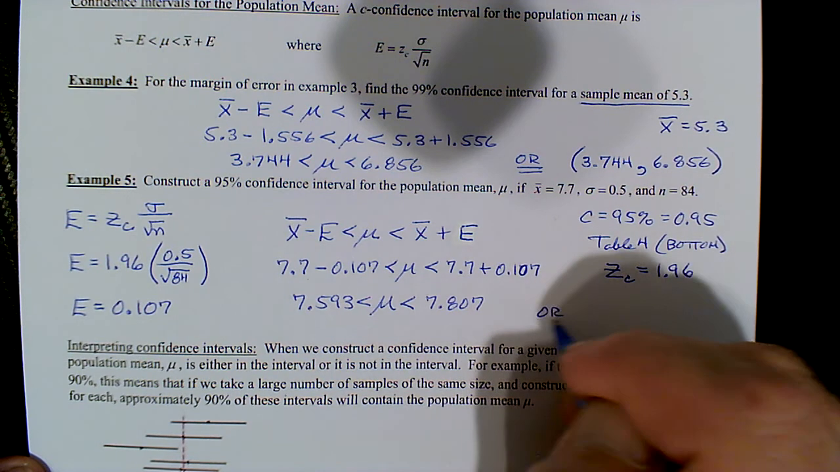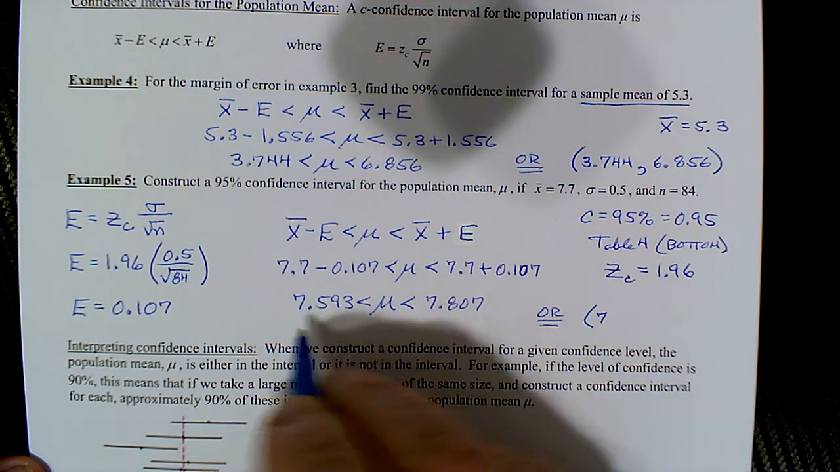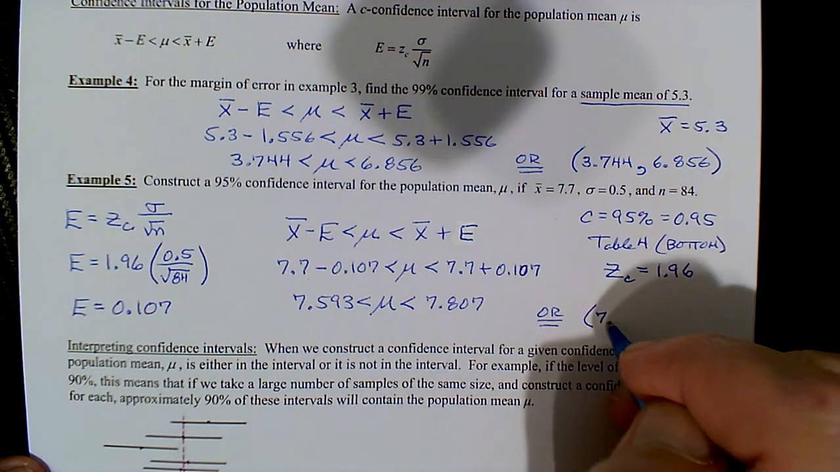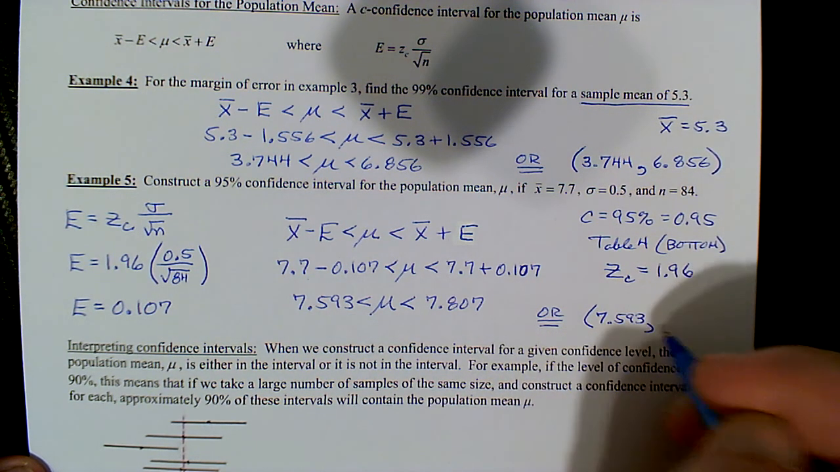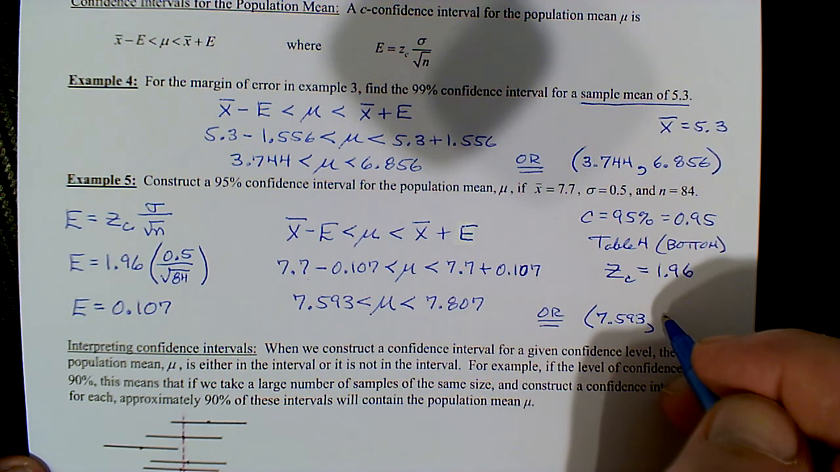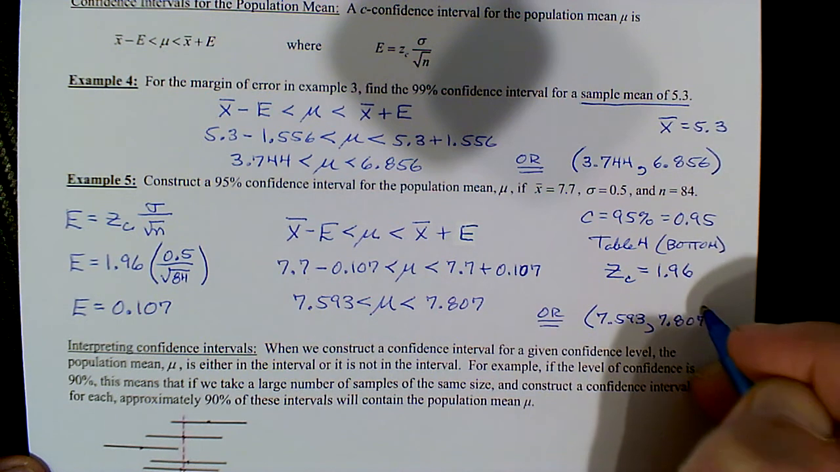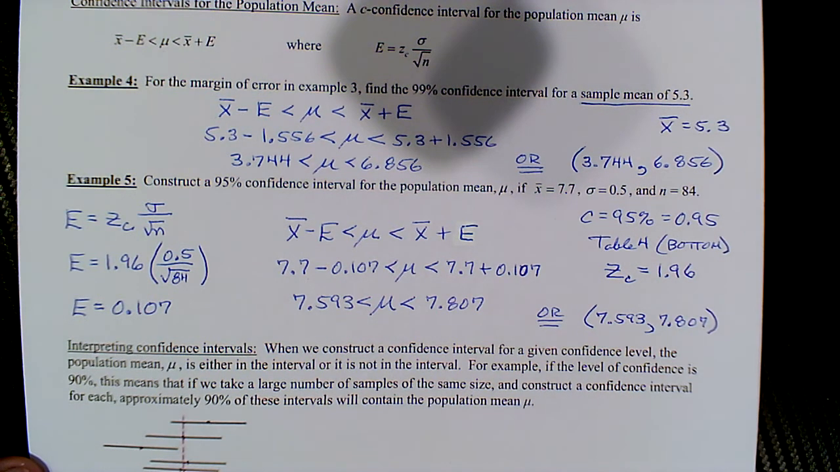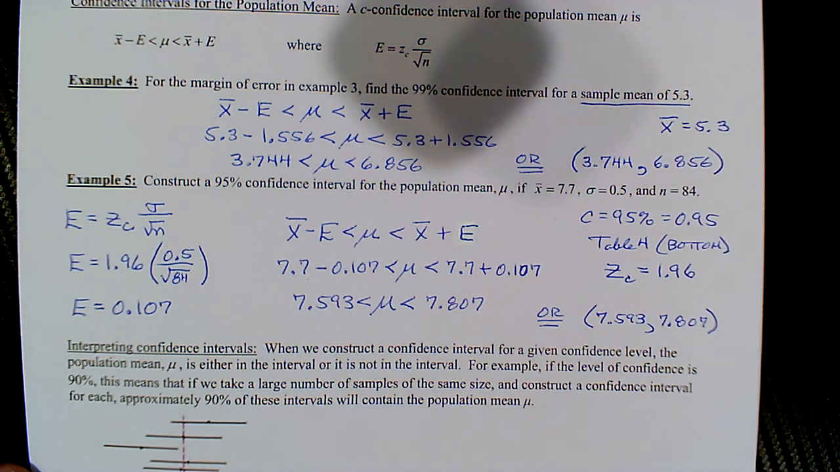Or once again, interval notation, we use parentheses because we're not including the end point. So 7.593 left end point, comma, to separate the left end point from the right end point, which is 7.807, and then a parenthesis again because it's strictly less than and strictly greater than, meaning endpoints are not included.